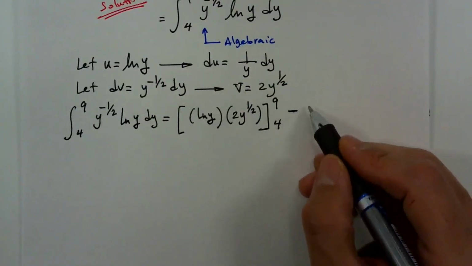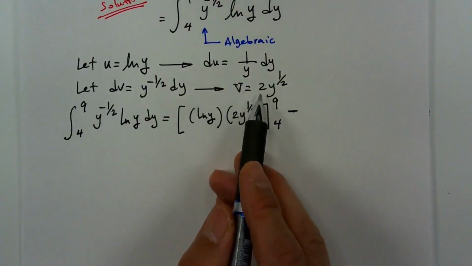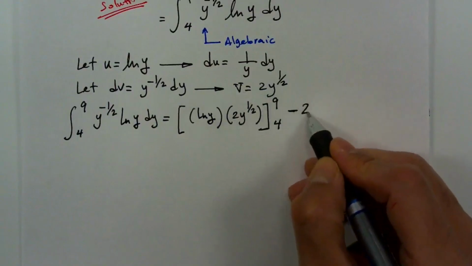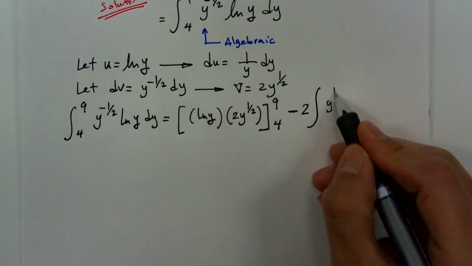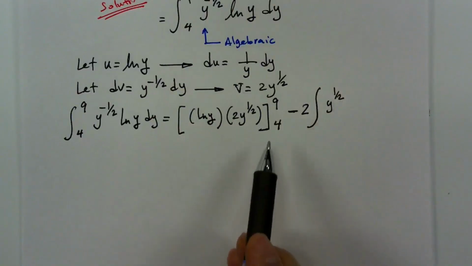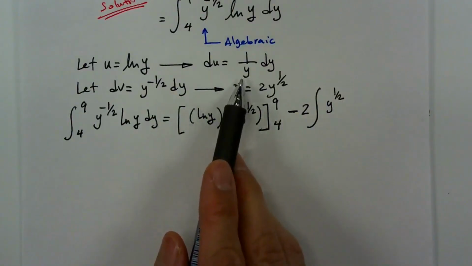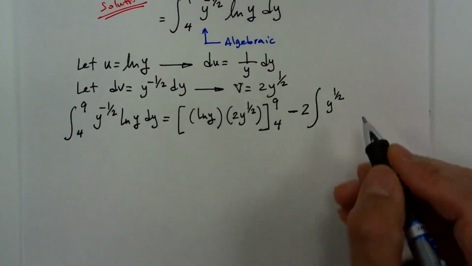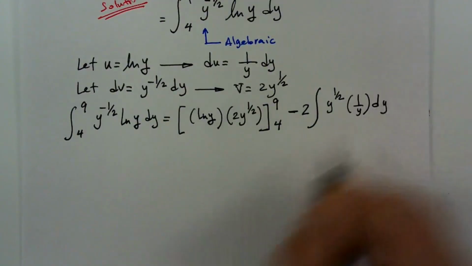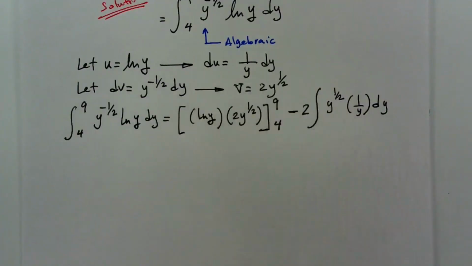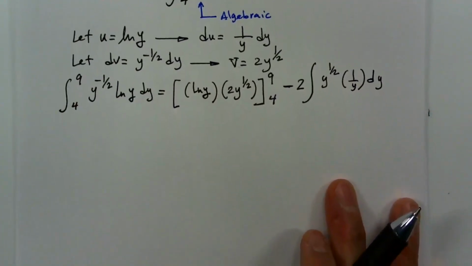So let's put all that together. This 2, I'm going to put in front, and then the integral of v, y to the 1/2 power, times du. So this would be 1 over y dy. Okay, that's du.